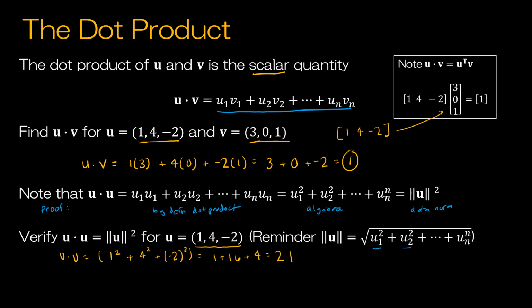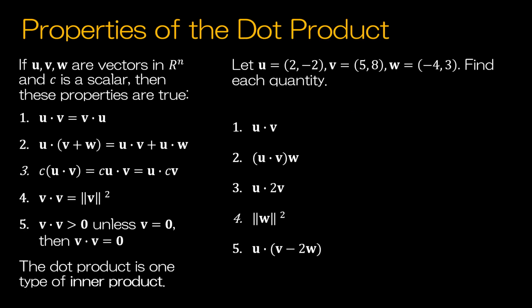Now, if I did the same for the norm of u, that says take the square root of the first value squared, so 1 squared is 1, the second value squared, 16, the third value squared, negative 2 squared is 4. That gives me radical 21, but remember they want me to square that. So if I square radical 21, I get 21.